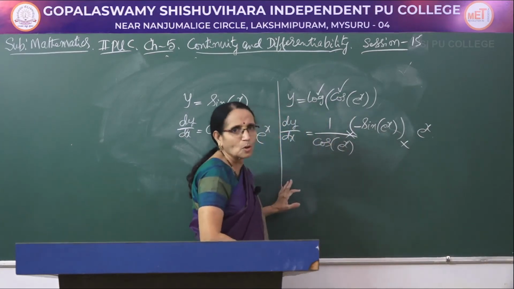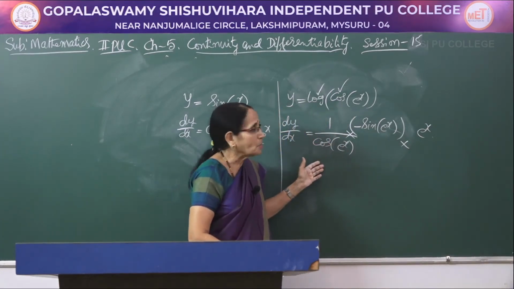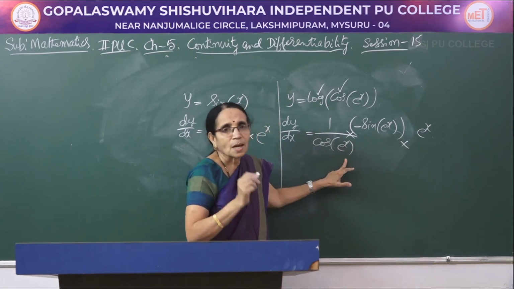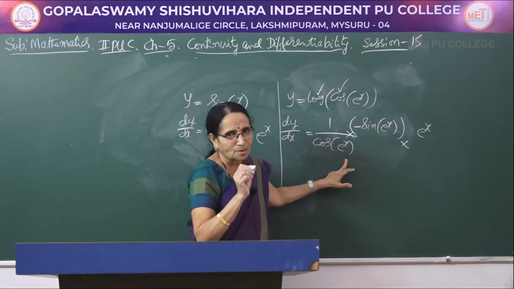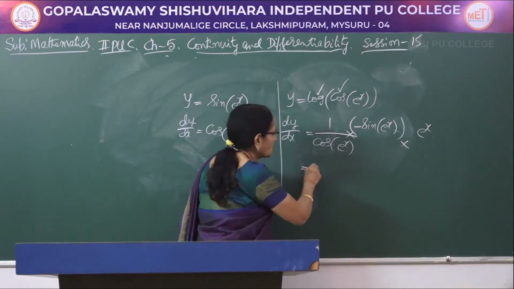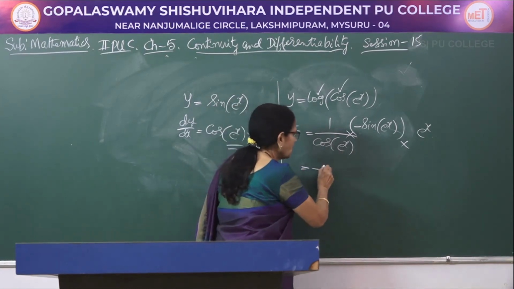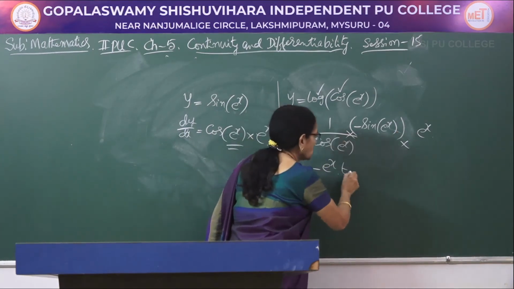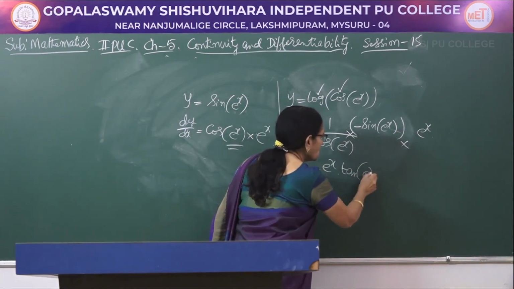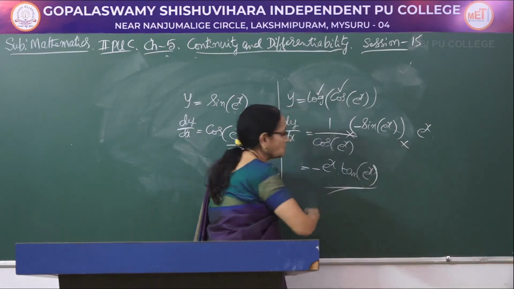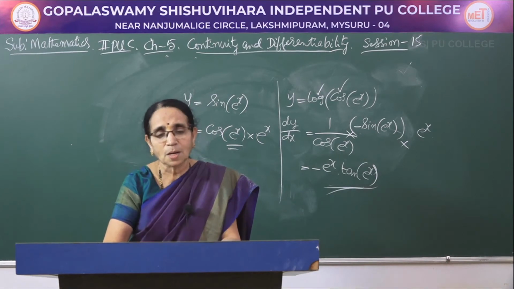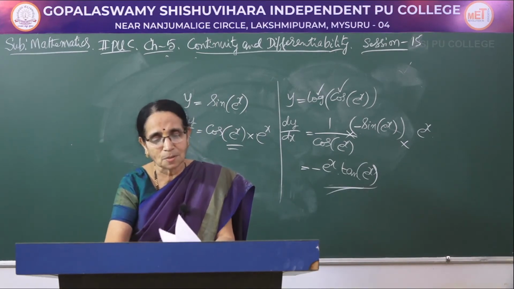In this particular problem, since it is a trigonometric function, sin of something divided by cos of the same thing, you can use tan theta is equal to sin theta by cos theta. Otherwise, we can write as it is. So, minus e to the power x, sin divided by cos, you can write tan of e to the power x. So, in this case, the answer could be simplified, and you can also write it as it is.